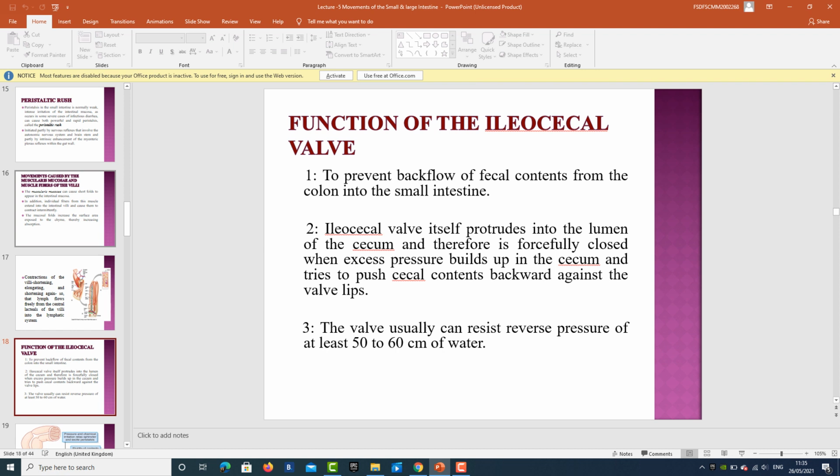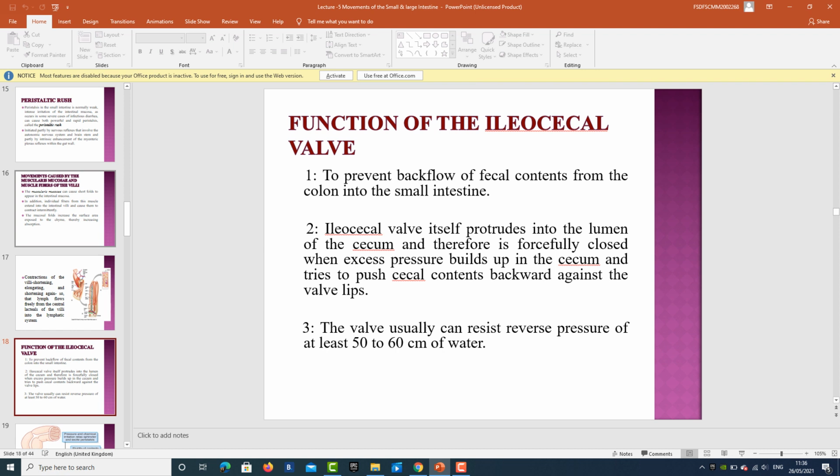A function of the ileocecal valve is to prevent the backflow of fecal contents from the colon into the small gut. The ileocecal valve itself protrudes into the lumen of the cecum and therefore is forcefully closed when excess pressure builds up in the cecum and tries to push the cecal contents backward against the valve lips. So the valve usually can resist the reverse pressure of at least 50 to 60 centimeters of water. So this is the importance of the ileocecal valve.